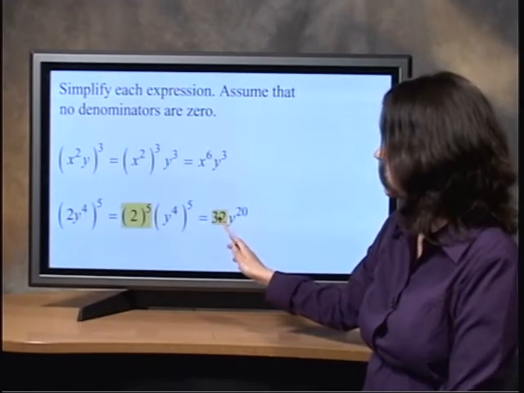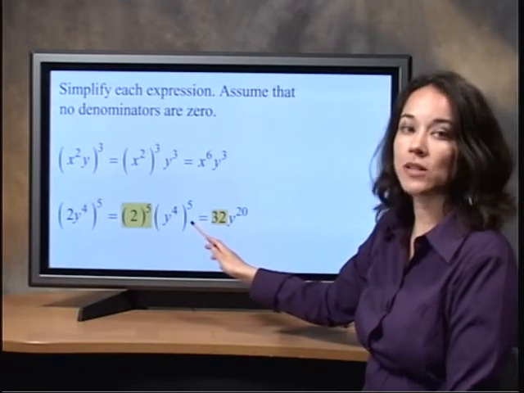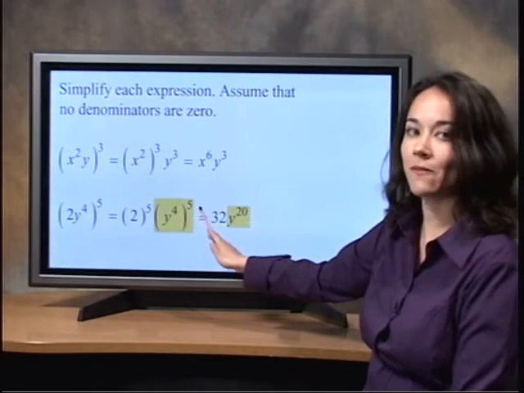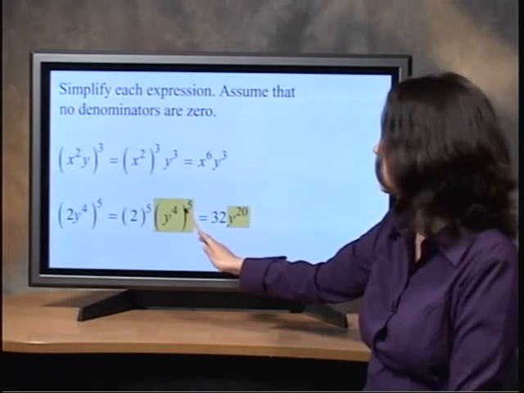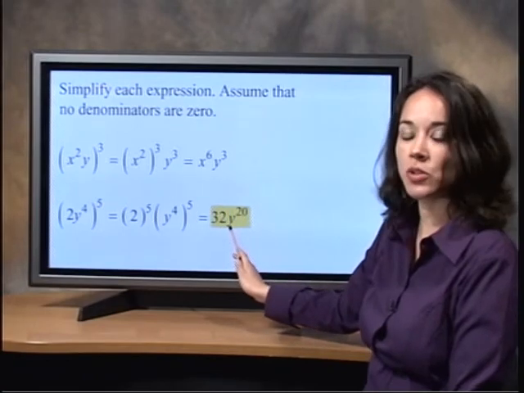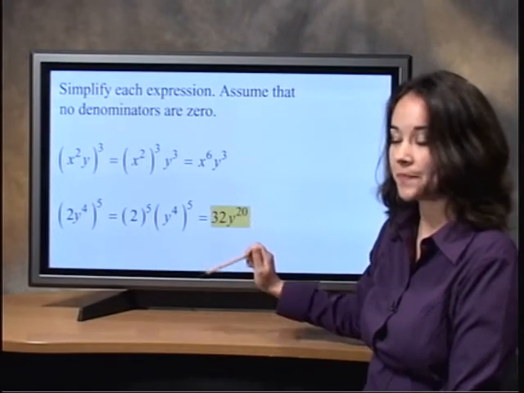Now 2 to the fifth simplifies to 32, and we have the same rule that we used before, y to the fourth raised to the fifth. We multiply these exponents, so we have 4 times 5, which is 20. So our result is 32y to the 20th power.